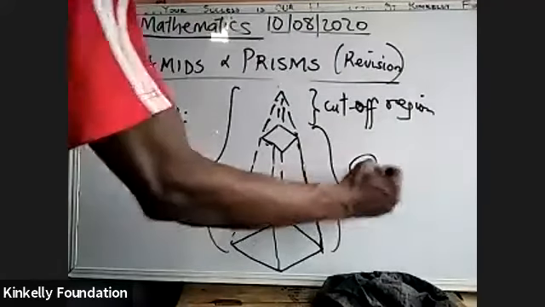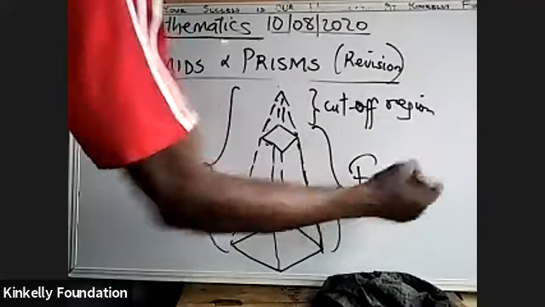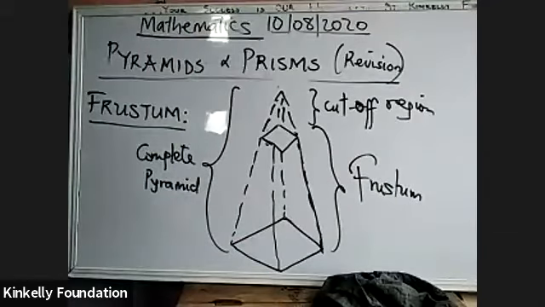Now this is what we call the frustum. Now we have this case. You have examples of them as your reading lamp. Most of the waste baskets have the shape of a frustum. Some cups have the shape of a frustum. Even our buckets have the shape of a frustum.